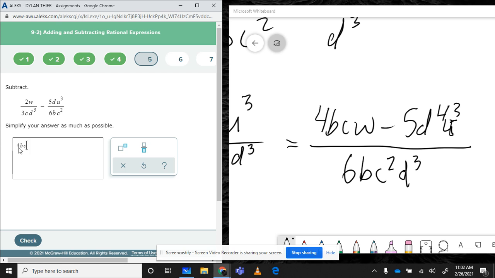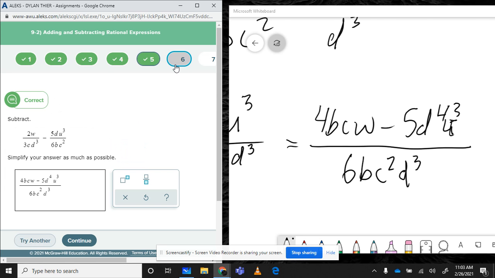So let's try that out. 4BCW minus 5 U to the third all over 6BC squared D. Oh, thank goodness.